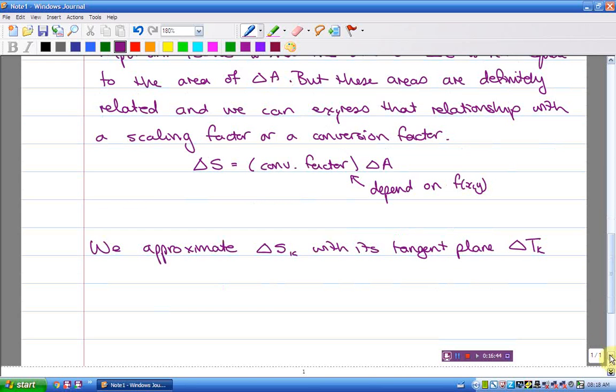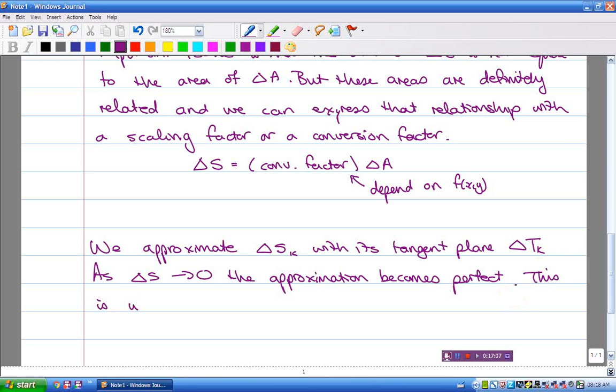Okay, I'm going to draw a picture to back this up, but first I'm doing some writing. As delta S tends to 0, the approximation becomes not an approximation anymore, it becomes a perfect fit. You're going to need to concentrate here. This is useful, as each delta T is a parallelogram. Well, it is a rectangle, but rectangles are parallelograms.